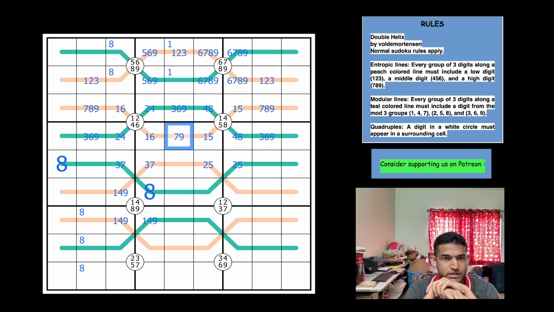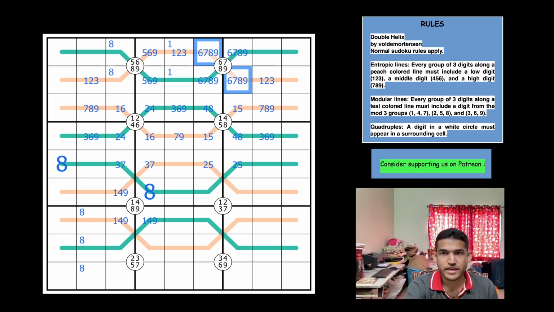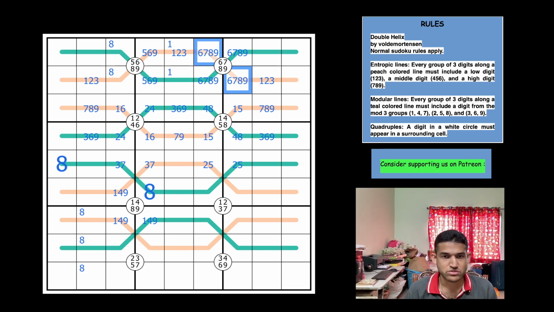It's about hitting the right area now. Okay, look at this peach line. 7, 8 and 9 is from the same set, right? So these two cells cannot both be from 7, 8 and 9, because that would violate the entropy rule. So 6 has to be in here in order for the Sudoku to be valid. So that removes 6 from these cells.